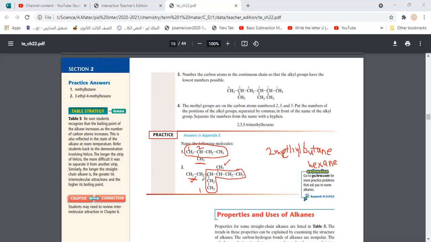So 1, 2, 3, 4, 5, and 6. Like this, the ethyl group is found on carbon 3. So we're going to say 3-ethyl, and then this methyl group is found on carbon number 4. Yes or no? 4. So 3-ethyl-4-methylhexane.